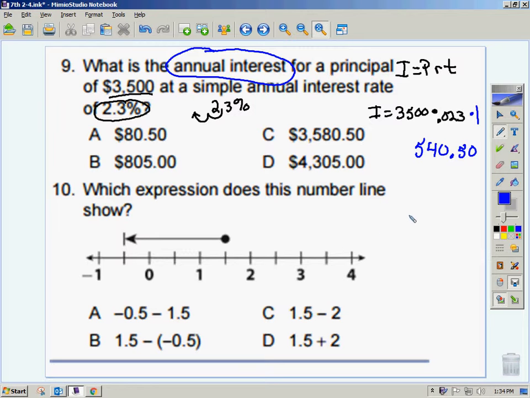No, I did 20. I don't know why I did that number. It's not right. I put in the wrong number in my calculator. 3,500 times 0.023. There we go. $80.50.